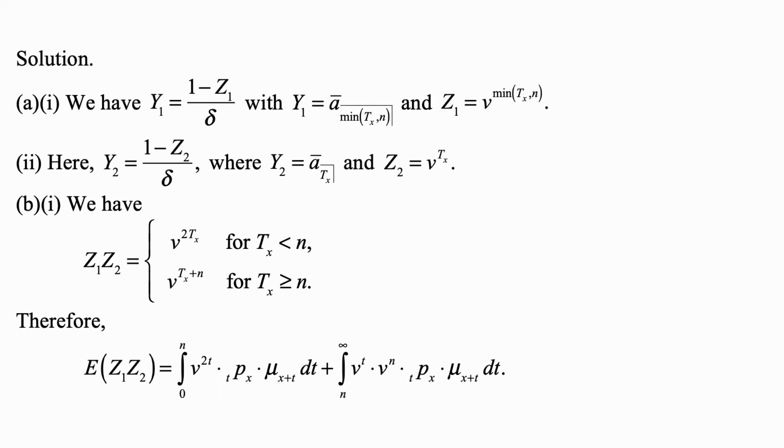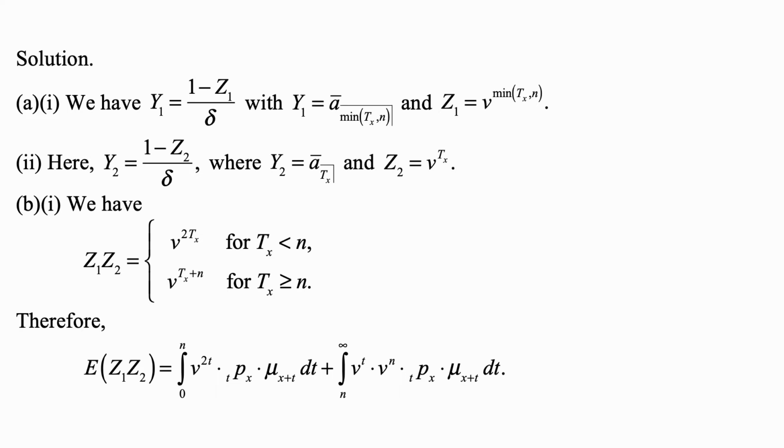And here's the solution. For part A, part 1, we have Y1 equals (1 minus Z1) over delta, with Y1 equal to a bar angle of the minimum of Tx and n, and Z1 equal to v to the minimum of Tx and n. For part 2, Y2 is equal to (1 minus Z2) over delta, where Y2 is equal to a bar angle Tx, and Z2 is equal to v to the Tx.